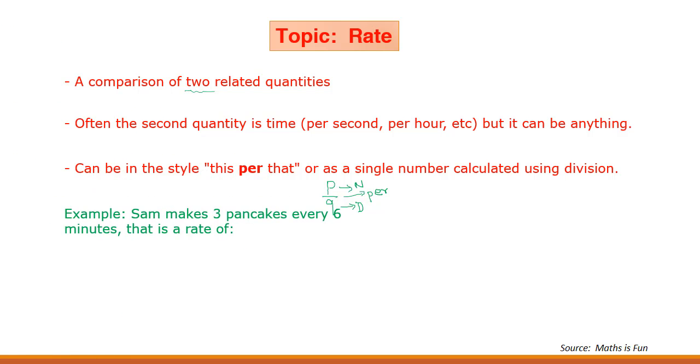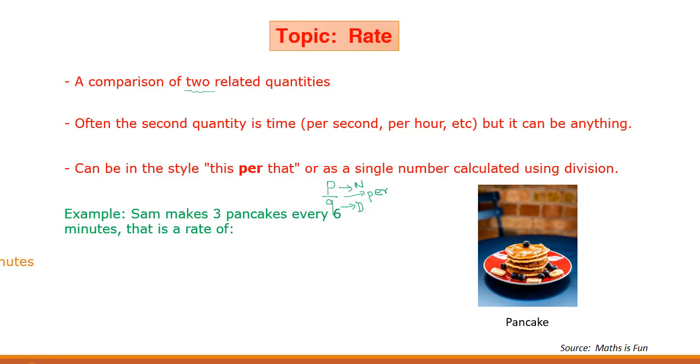Now let us see this example. Sam makes 3 pancakes every 6 minutes, so that is a rate of 3 pancakes per 6 minutes. So normally we write it like 3 pancakes per 6 minutes, and we read it like that, 3 pancakes per 6 minutes.